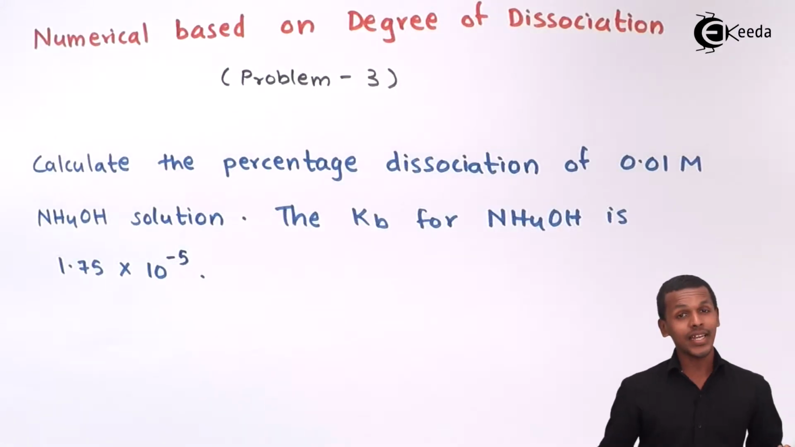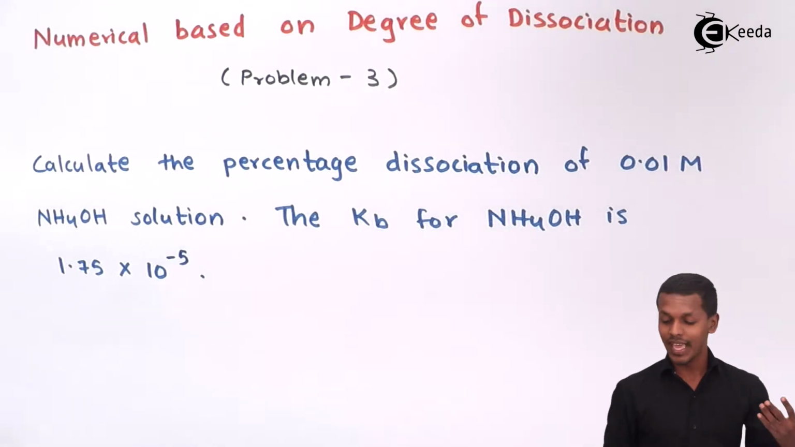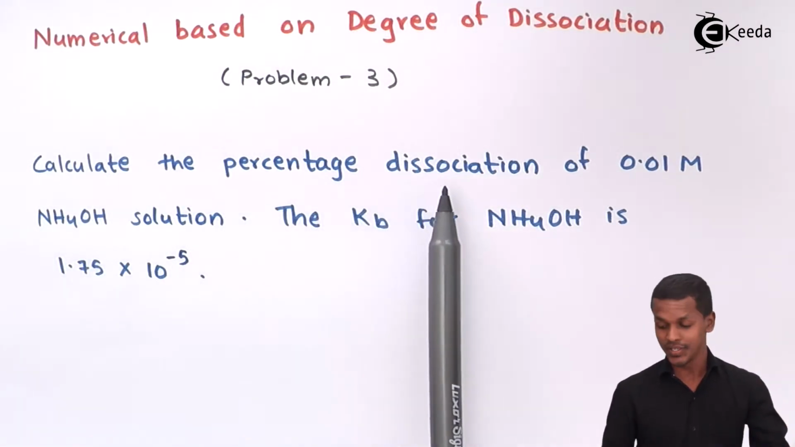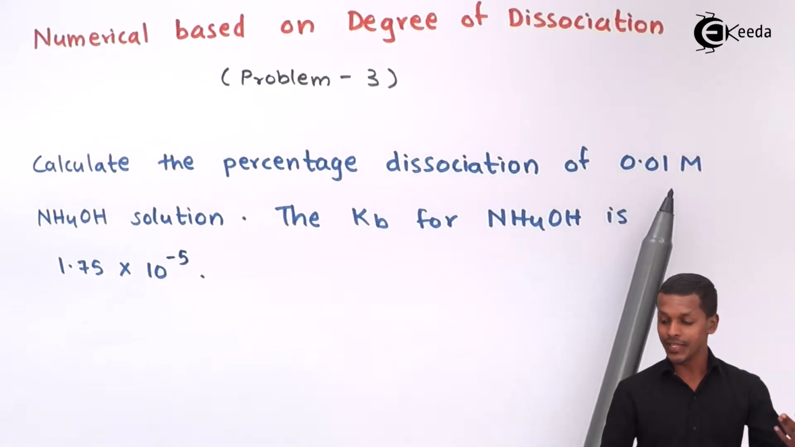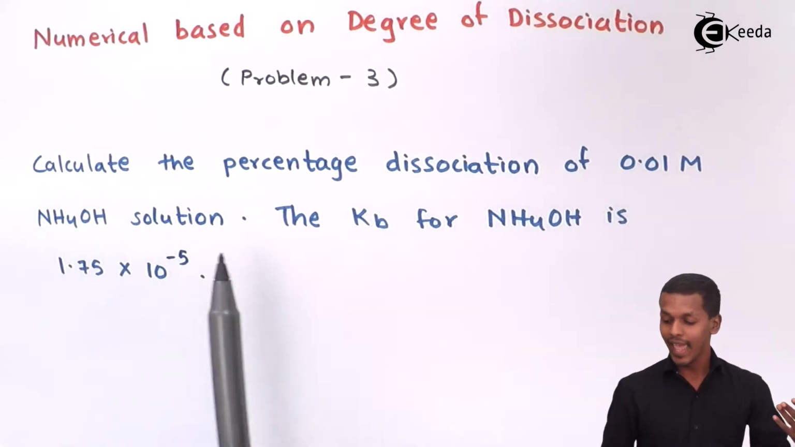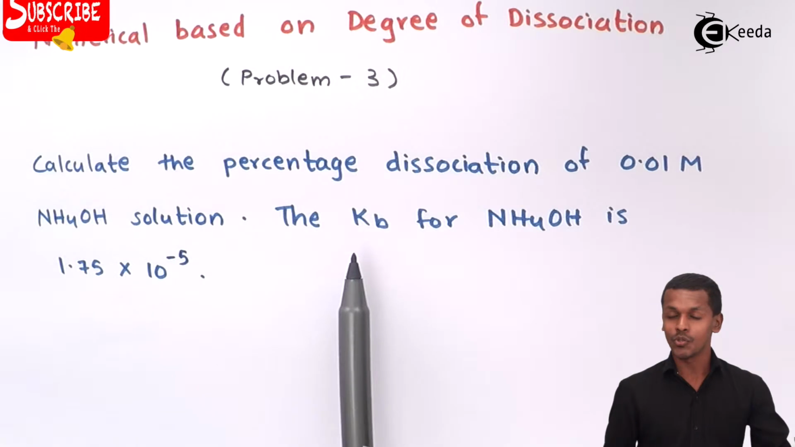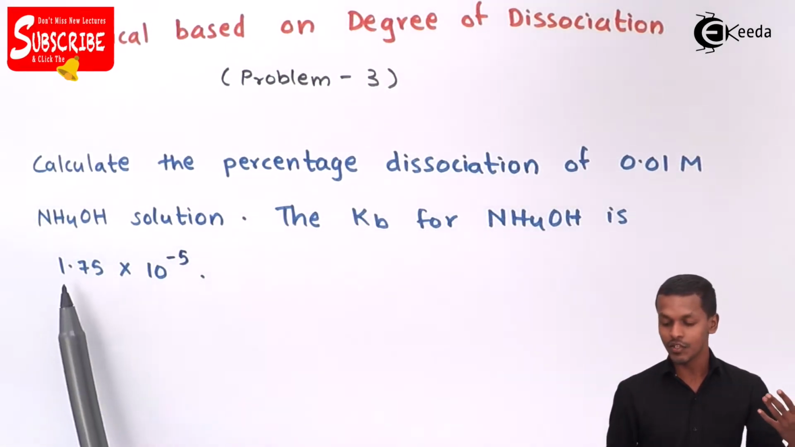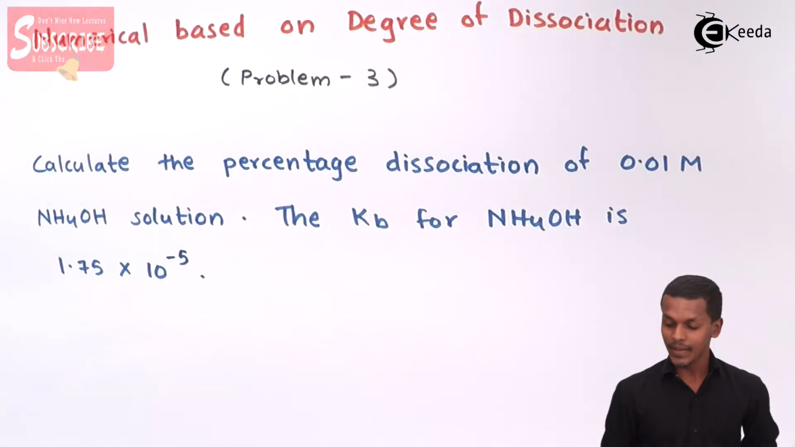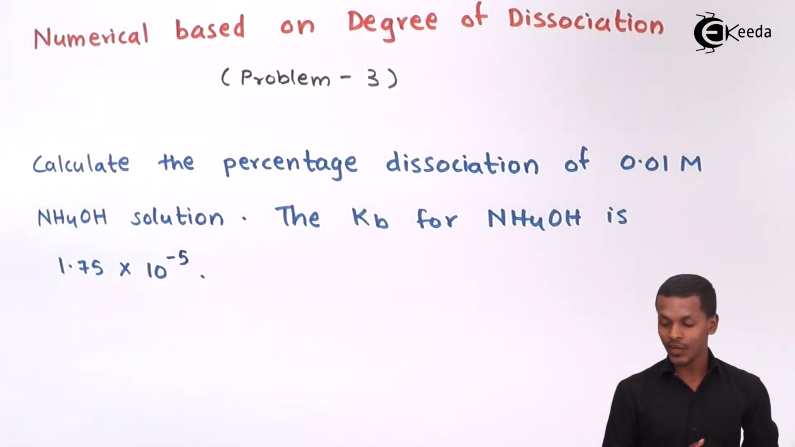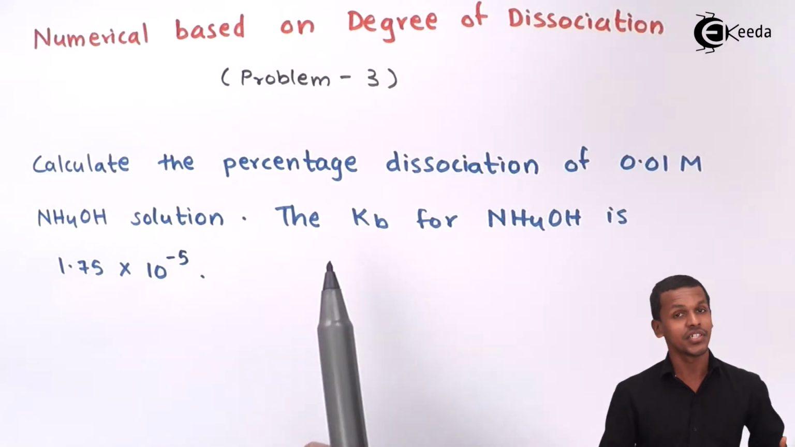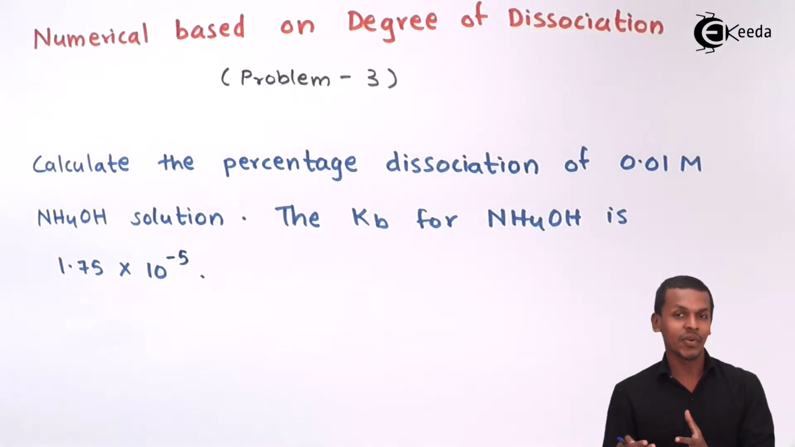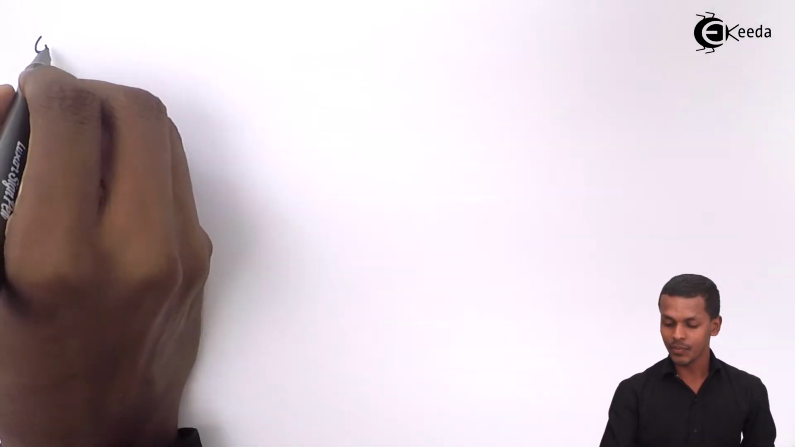So let us understand the numerical itself. We have to calculate the percentage dissociation of 0.01 molar NH4OH solution, and the Kb, or the dissociation constant for a weak base, that is NH4OH, is given as 1.75 into 10 raised to minus 5. So this is what they have asked for, and what we have to do is calculate the percentage dissociation. So let us extract the data from this question, and it will be very easy to solve it.